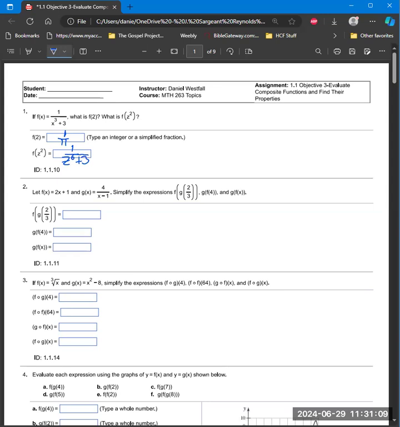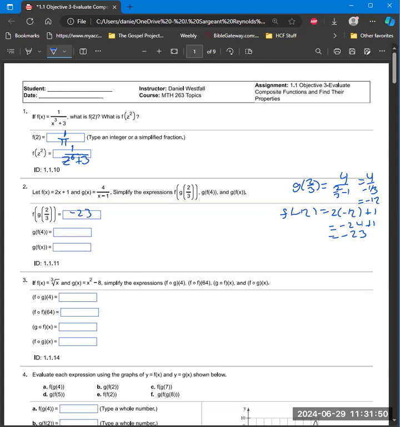Now let f of x be equal to 2x plus 1 and g of x be 4 over x minus 1. Let's find f of g of 2/3. So first, let's find g of 2/3. It's going to be 4 over 2/3 minus 1. 4 over negative 1/3 is going to be a negative 12. And then f of negative 12 is going to be 2 times negative 12 plus 1. It's negative 24 plus 1 is a negative 23. It's going to be negative 23.